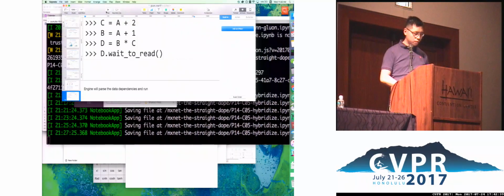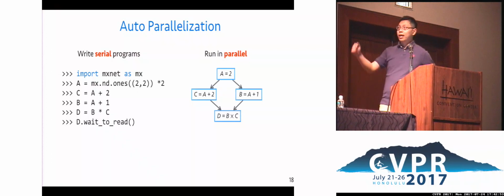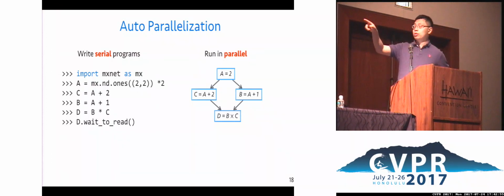So basically, this program is not executed until we call wait to read. You just push all the operators into the backend, or you call print D. When you print D, you need to wait until you execute it. So the backend engine will construct the computation graph. This is shown on the right.